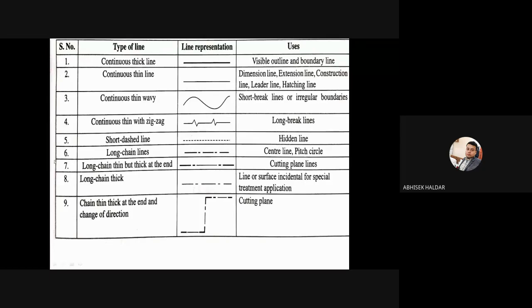Up to this, 1 to 6, is there any doubt? I'm just showing you the type of line, how it looks basically. I'll show you the application. Is there any doubt?